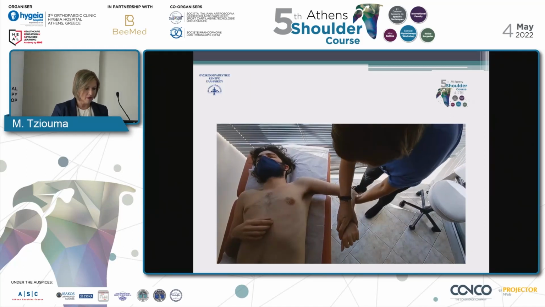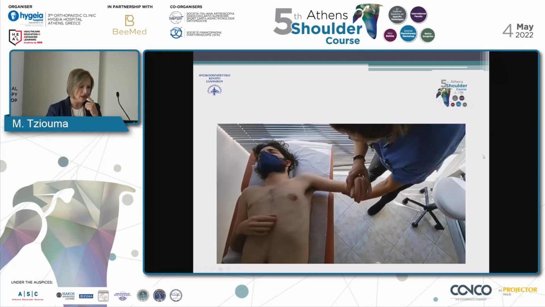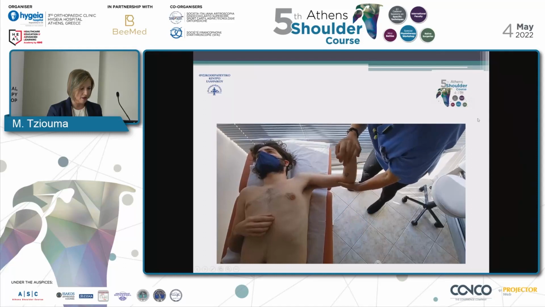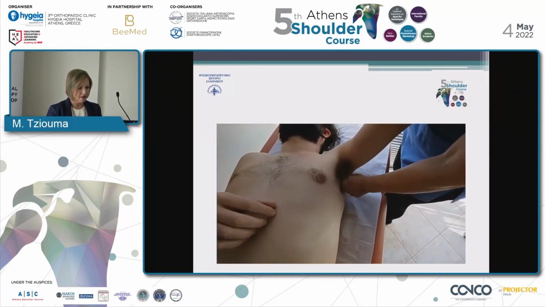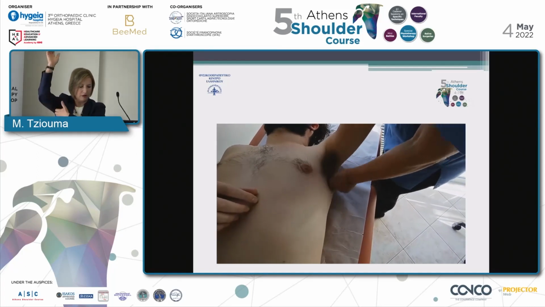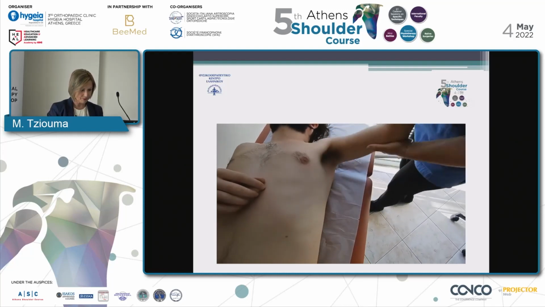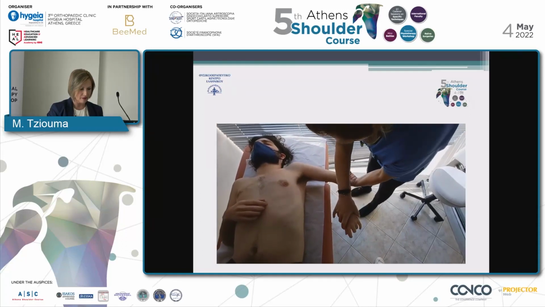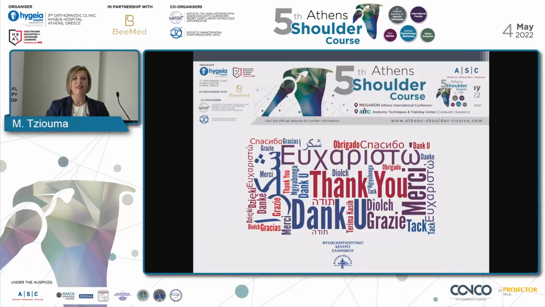And then internal rotation is still painful and restricted, but much better. And for that, I'm going to work on the subscapularis. There is a point there, in a retromedial line. And again, after that treatment, the flexion and internal rotation are much better. Thank you very much.